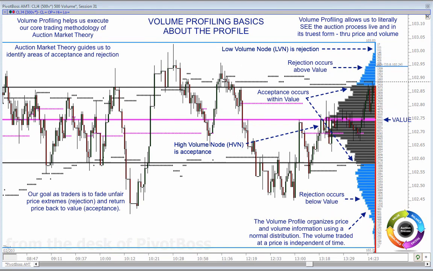Now that we've tied together the concepts of the normal distribution and how it ties volume profiling to our auction market theory, let's talk about the profile now. It basically allows us to execute our core methodology of auction market theory. And again, auction market theory guides us to identify areas of acceptance and rejection. And as we know, the distribution helps us identify those rejection points because that's where less volume occurred. It's a very simple concept.